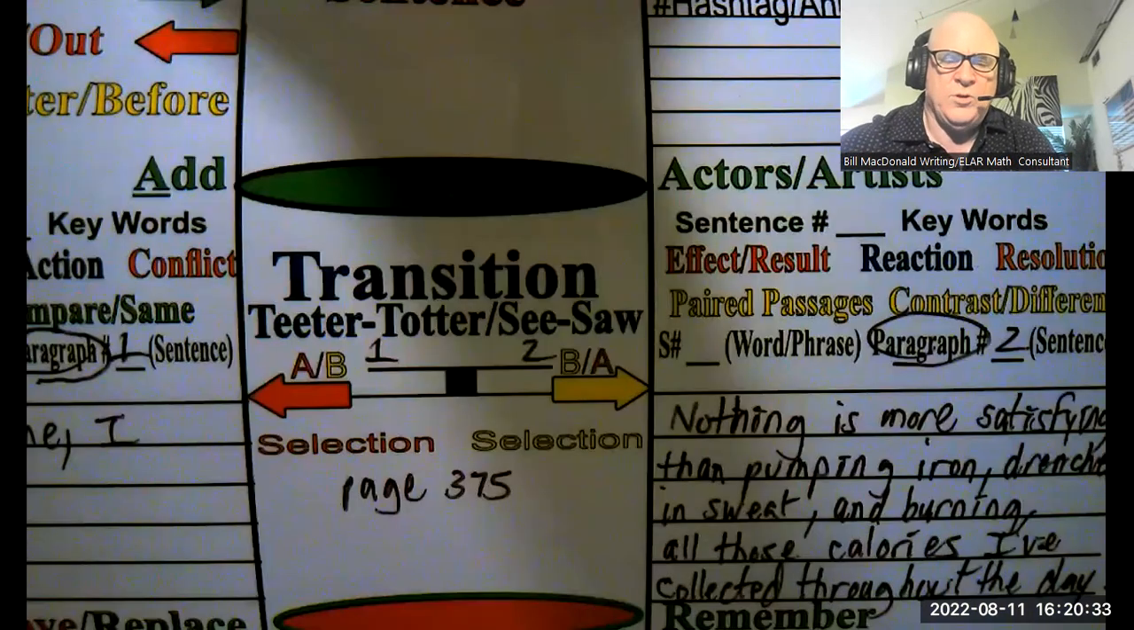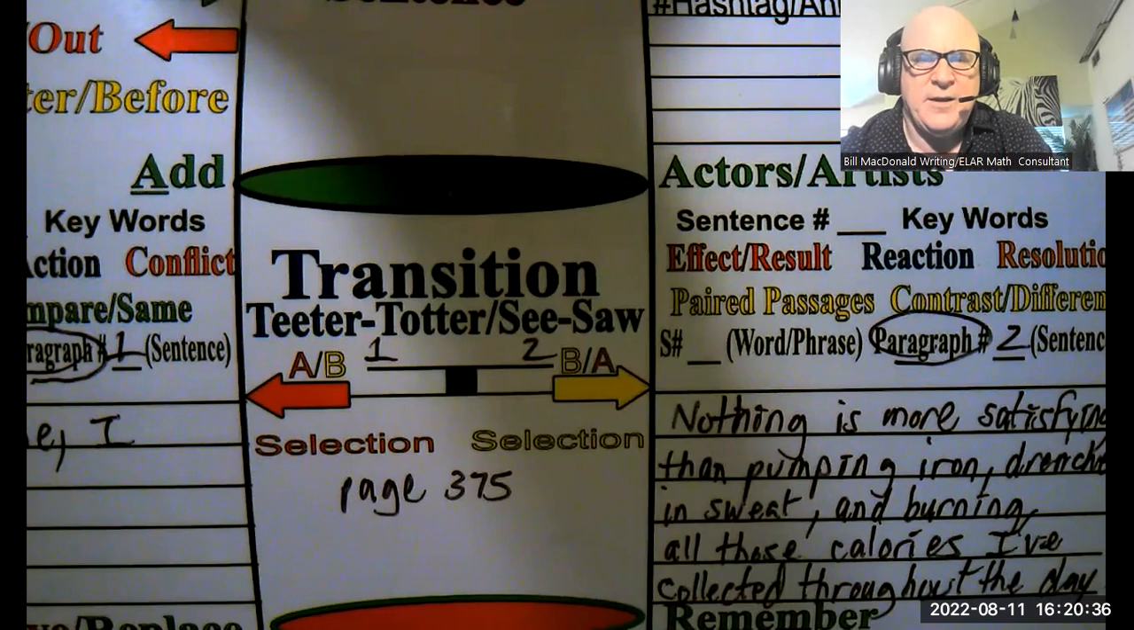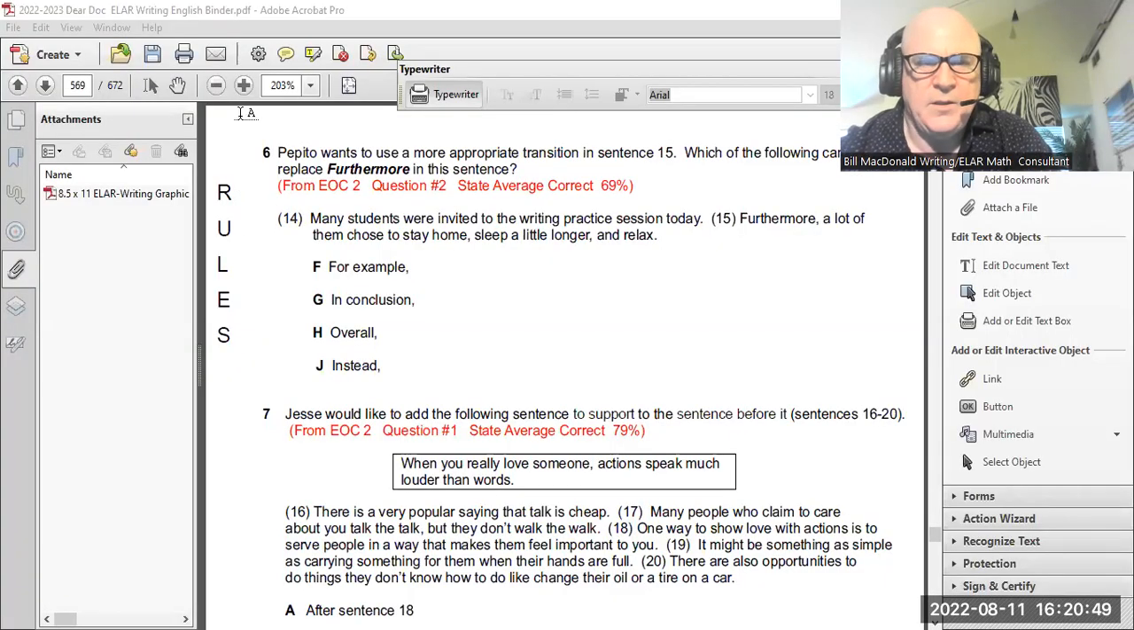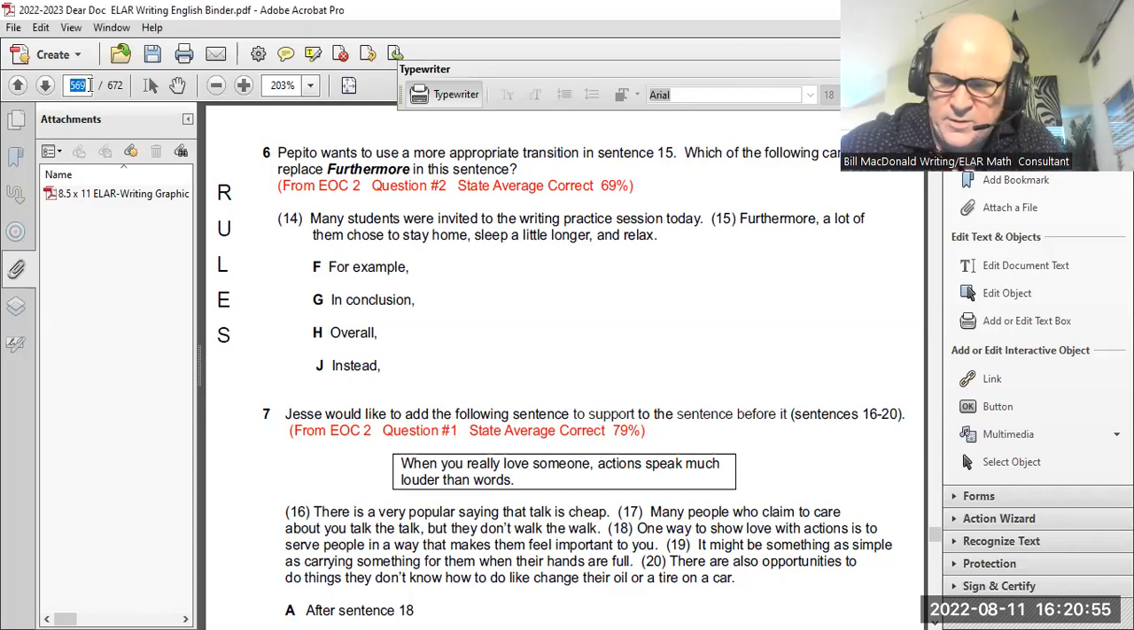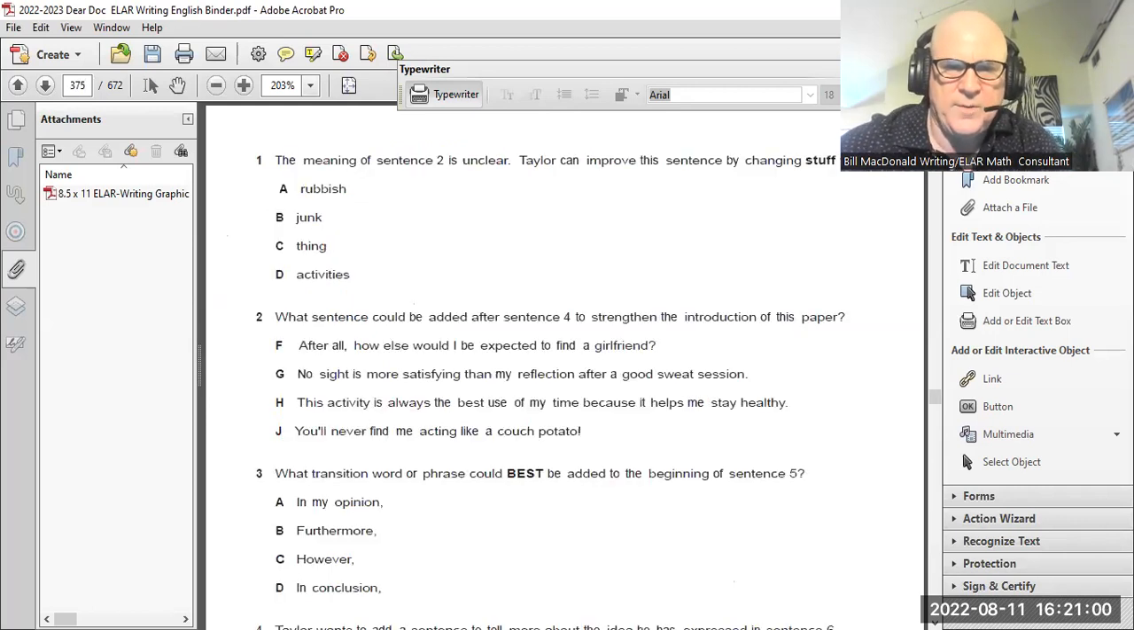So what we'll do is go to page 375 and see what the choices are for us so that we can choose the correct one. Let me go to page 375. Hopefully all of you have an Adobe Acrobat that allows you to quickly go to a page just like that. As we see here, there's my number 3, my transition. What transition word or phrase?